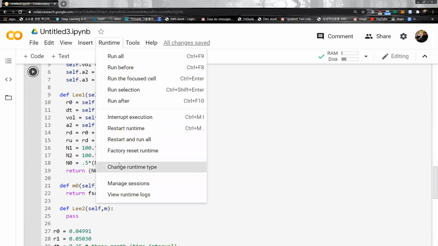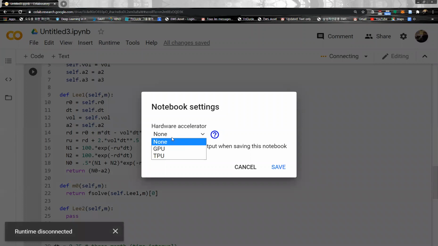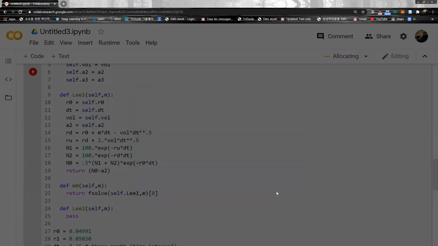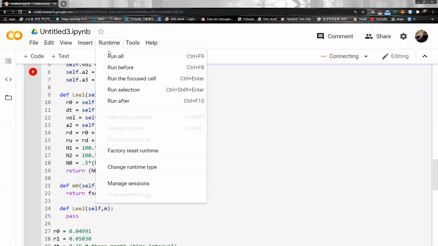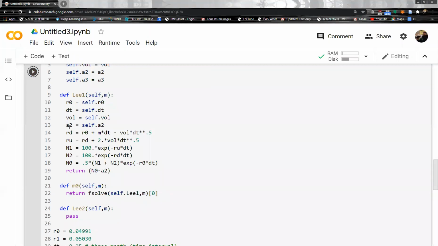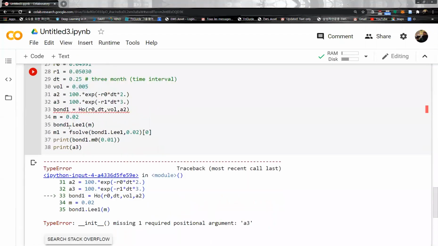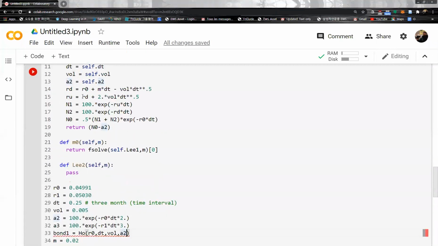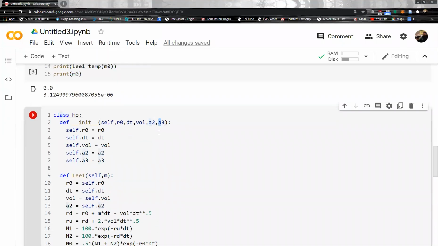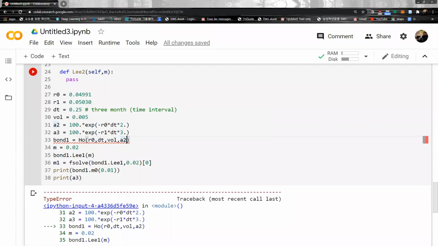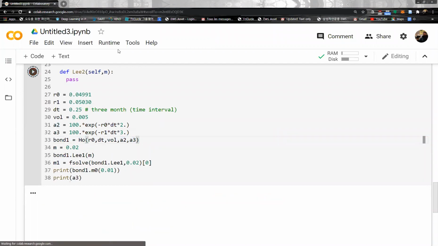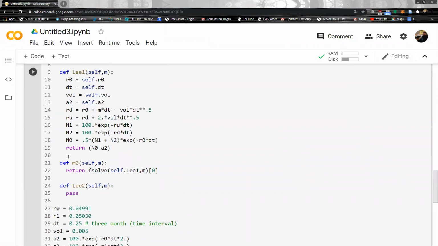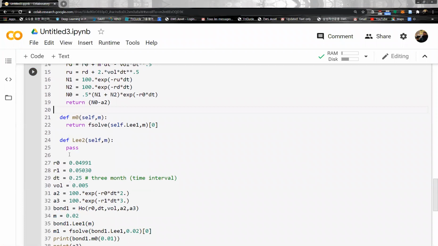Okay, it takes time. Change runtime type. We can use the hardware accelerator, the GPU. Let's try it again. Then it should be faster. Oh, there are errors. We need A3 over here because in the class I include A3, so we need A3 over here. Now everything looks perfect.